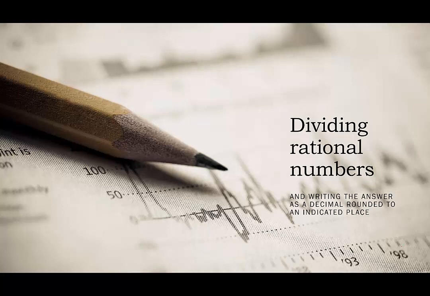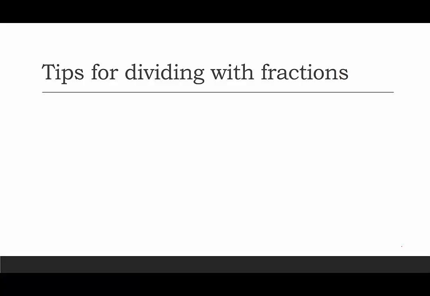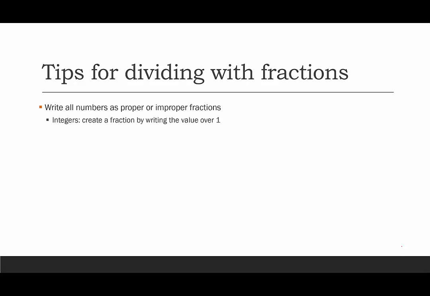In this video, we're going to look at dividing rational numbers and writing the answers as a decimal rounded to an indicated place. Before we get started, let's go over some tips for dividing with fractions. First, we want to write all numbers as proper or improper fractions if we have one single fraction. For integers, we can create a fraction by putting the value over 1.